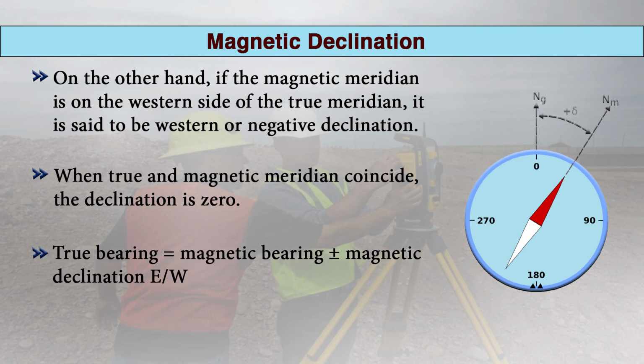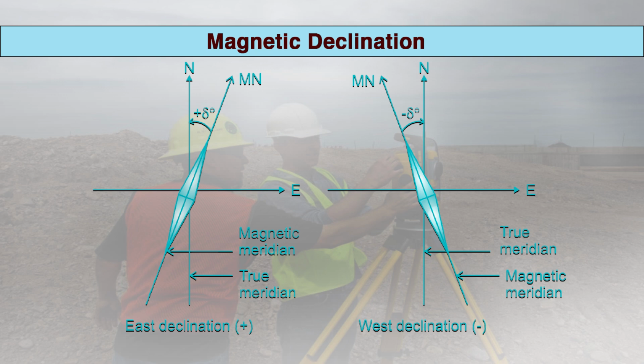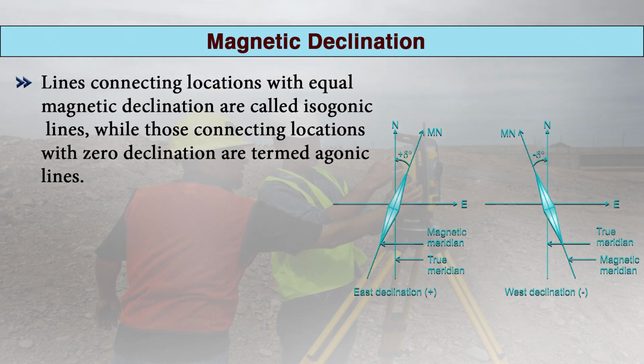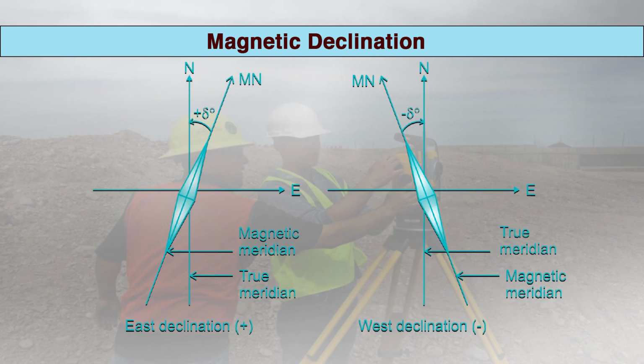So, the formula for true bearing will be: true bearing is equal to magnetic bearing plus or minus magnetic declination, eastward or westward. Lines connecting locations with equal magnetic declination are called isogonic lines, while those connecting locations with 0 declination are termed as agonic lines. Along agonic lines, the magnetic needle indicates both true north and magnetic north.